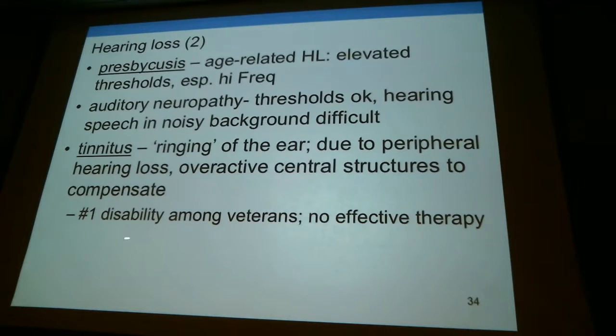And this is really the number one disability among veterans. There's a very high prevalence of tinnitus among veterans. And so the DoD is very interested in coming up with effective therapies, and right now there really isn't a lot to do for tinnitus.